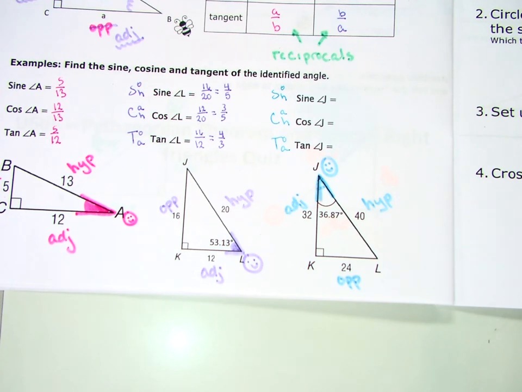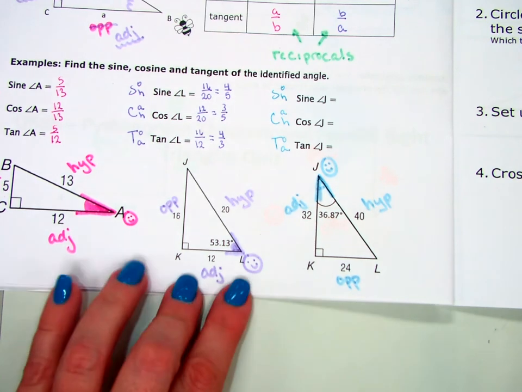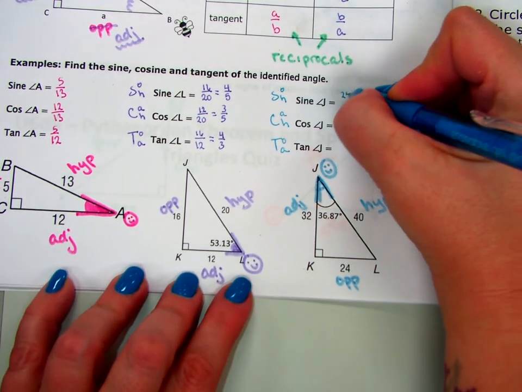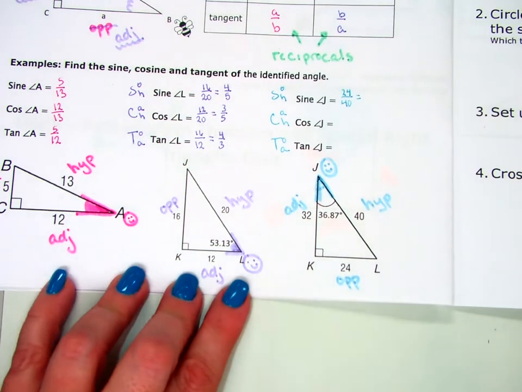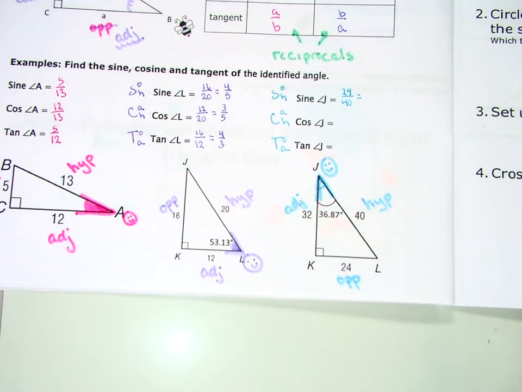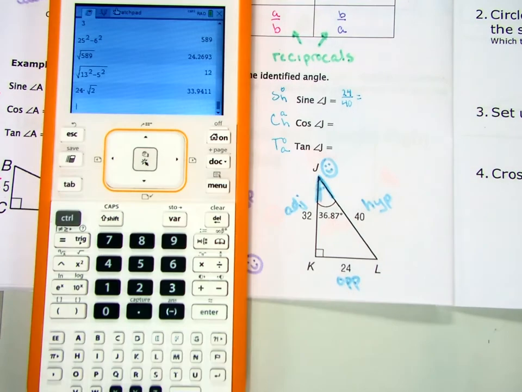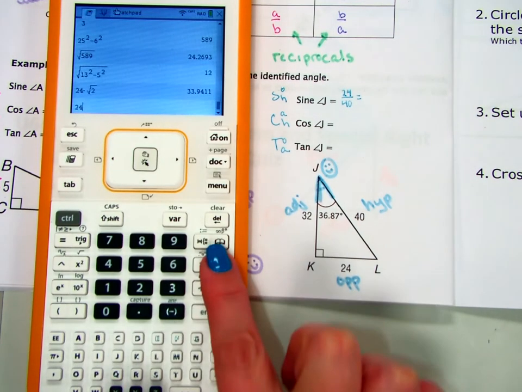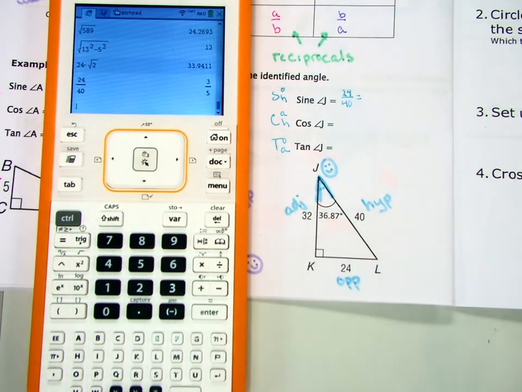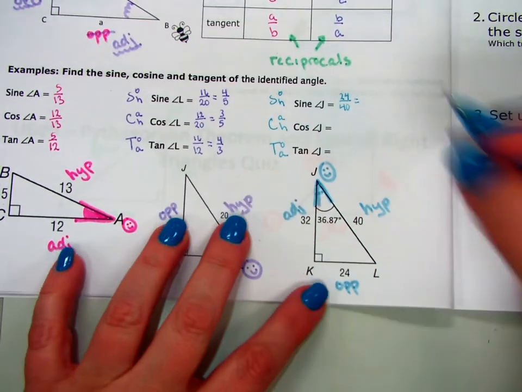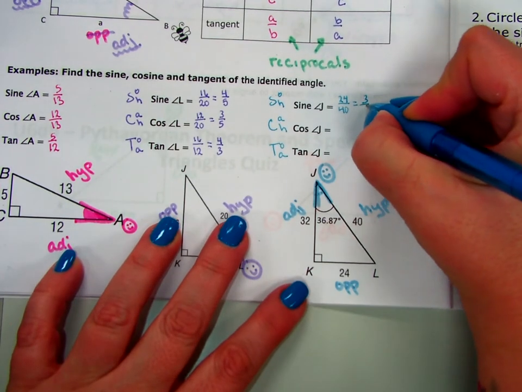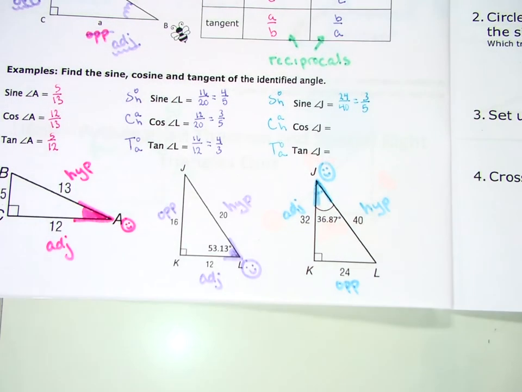Alright. My sine, so, SOH, opposite over hypotenuse. What's my opposite? 24. What's the hypotenuse? 40. What does that reduce to? Remember, if you hate reducing, you can always grab a calculator and do 24 divided by 40, and it'll do it for you, 3/5. You don't even have to think.